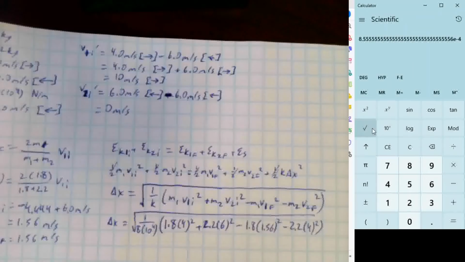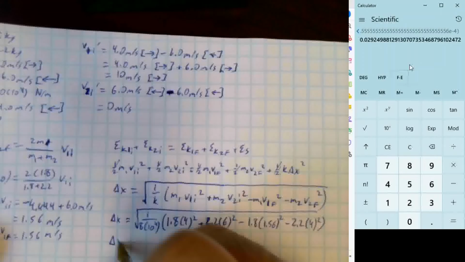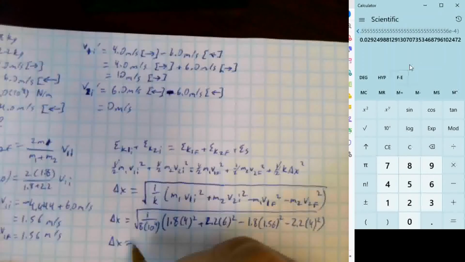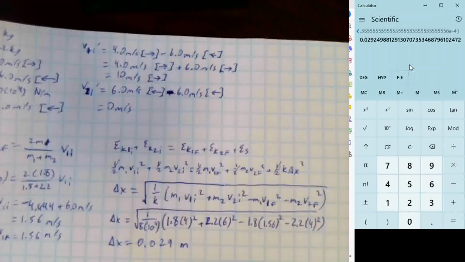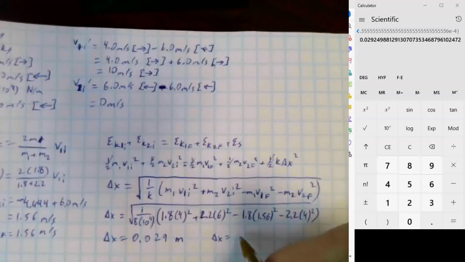And then if I find the square root of that, I end up with a delta x of, and I had two significant digits, so I'll round to two significant digits, 0.029. That is in meters. And I think in the answer we were asked to report it in centimeters. Let me just quickly look back. Determine the compression of the spring in centimeters. So quite often you'll get a question where it's asked to determine it in centimeters. So this is our answer in meters. Just next to that you can put down it is 2.9 centimeters. That is our solution.